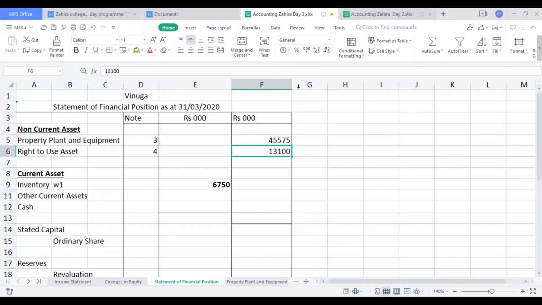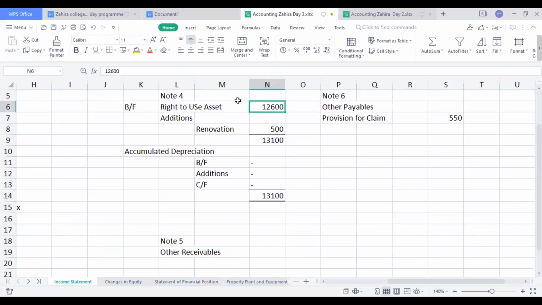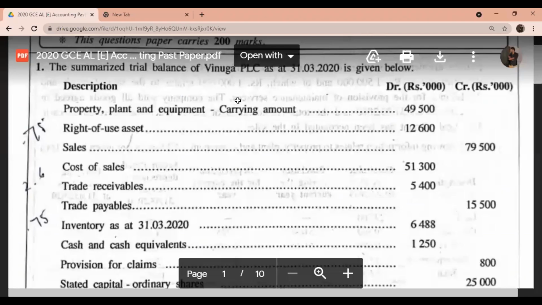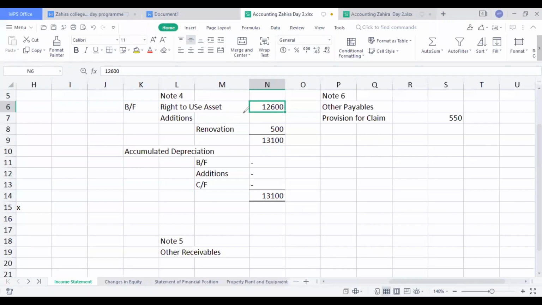So can you do right to use assets once again, please? Of course I can do. How did I take this? I went to my right to use asset, this value 12,600. I got this from here. They are given because it's an asset, non-current asset. I took this 12,600. I transferred it into the right to use asset account here. I didn't do it under property plant equipment because it's a different adjustment. You can't take it because it's under lease.